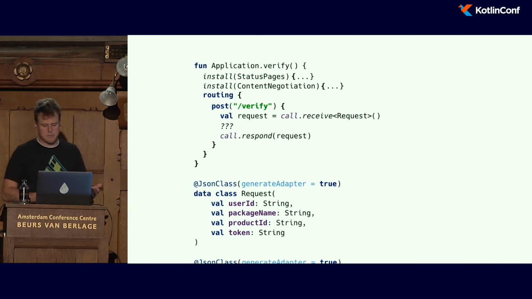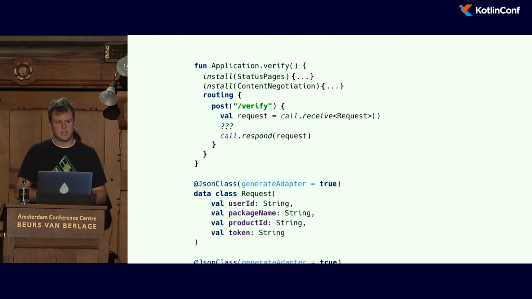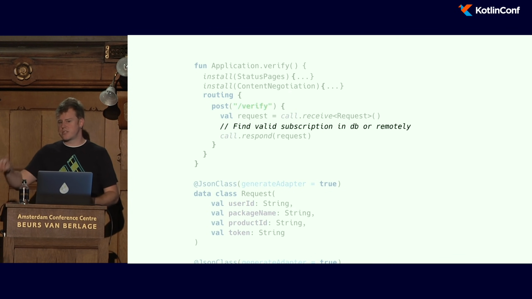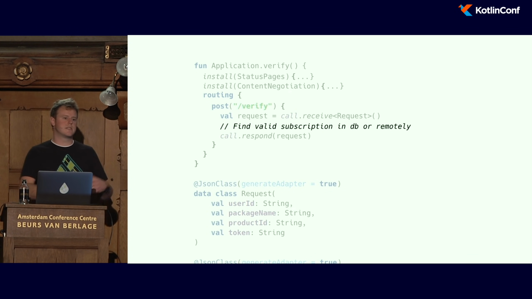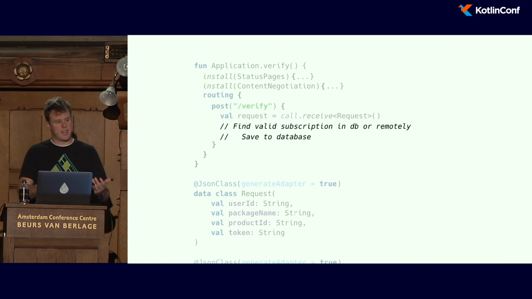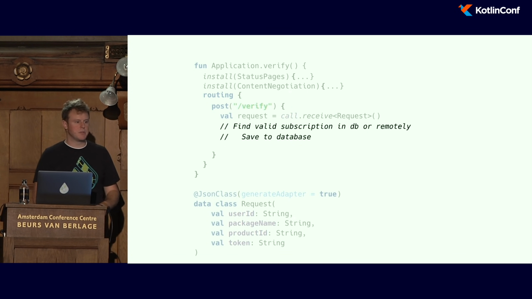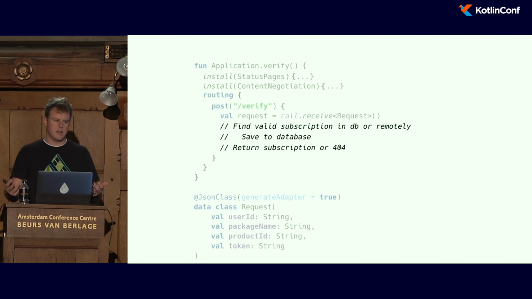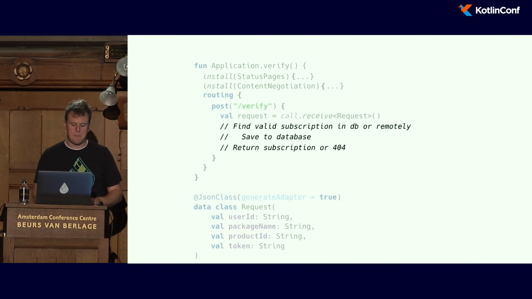We get the request object out of the server request, and we need to find a valid subscription either cached in the database, or we need to look for it remotely on the Play Store's API. If we find it remotely but it wasn't cached, we're going to cache it locally. And then we simply return that subscription we found, or we return a 404 saying we couldn't find a valid subscription based on this information you gave us.